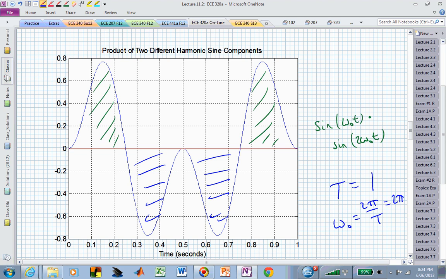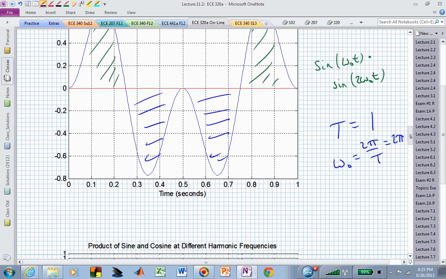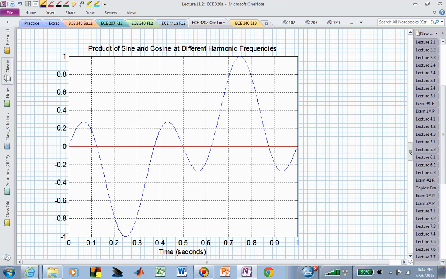But in this 1 second interval, which is the fundamental period, hopefully it's clear that when we have this harmonic relationship between the arguments of the product of two sines, and this generalizes. If I had sine omega naught t times sine of 3 omega naught t, we would have a similar picture in terms of the areas. Positive areas and the negative areas would cancel. And you're going to see that that's true in these remaining pictures.